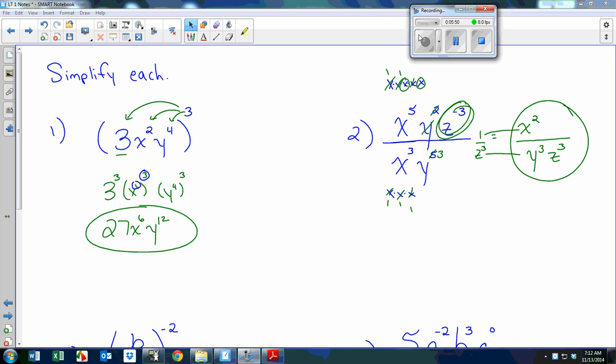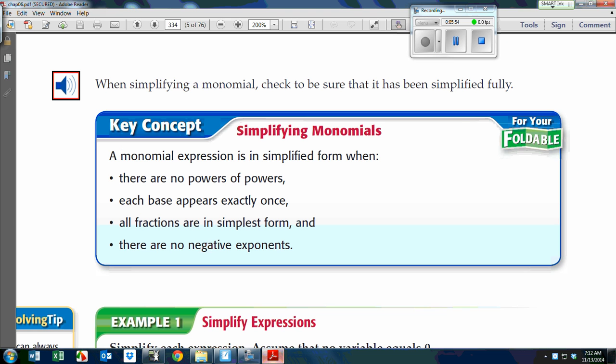Okay, sorry, I had to pause the video for just a second because I wanted to pull this up, because at some point the question will come up, when am I finished? When is a monomial completely simplified? And it's simplified when it meets these 4 requirements.